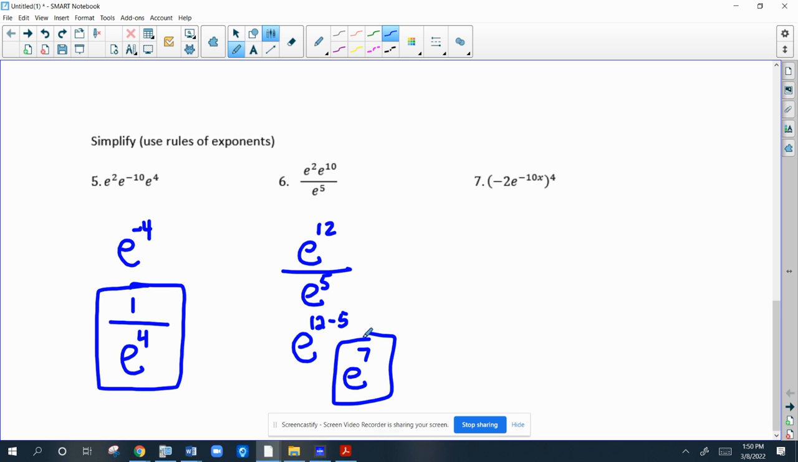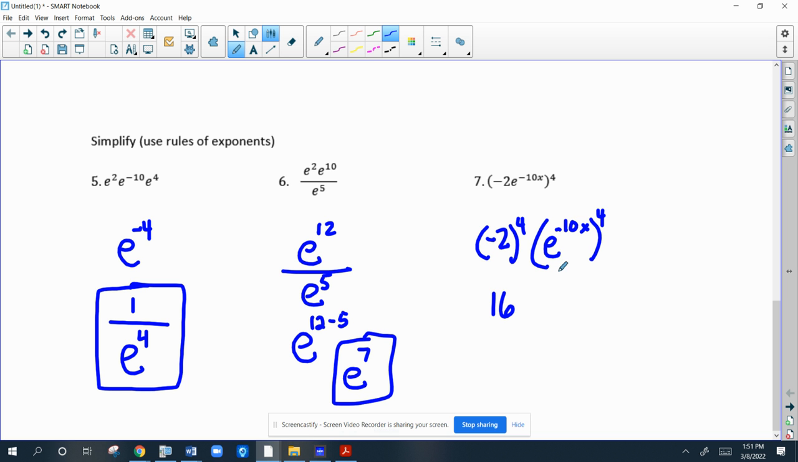For number 7, when you raise a product to a power, you have to raise each factor in there to the power. So this 4 would be applied to the -2. So it's -2 to the 4th. And also the e to the -10x to the 4th. So when you raise -2 to the 4th, you're multiplying -2 by itself 4 times. So -2 times a -2 is 4. Times a -2 is -8. Times the -2 is 16.